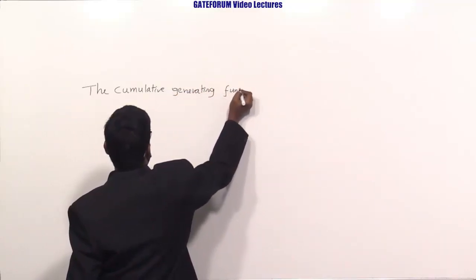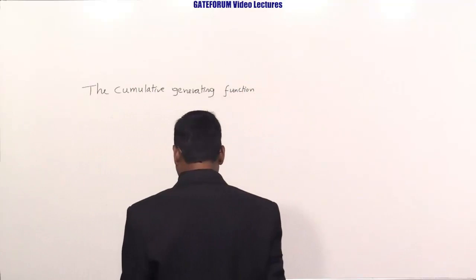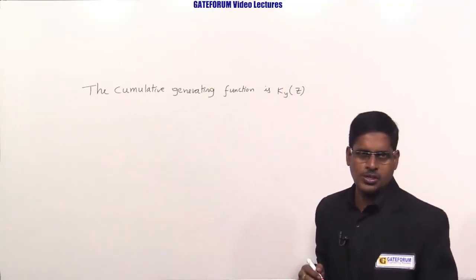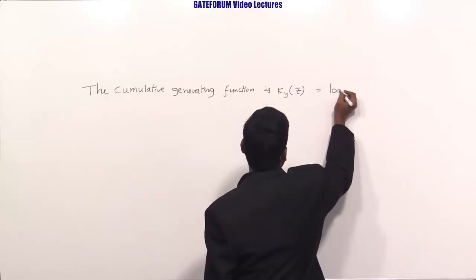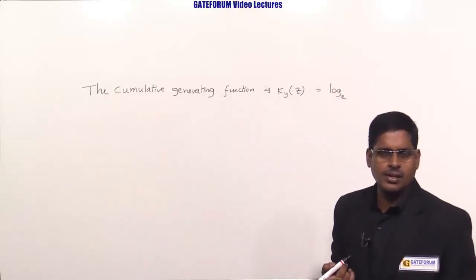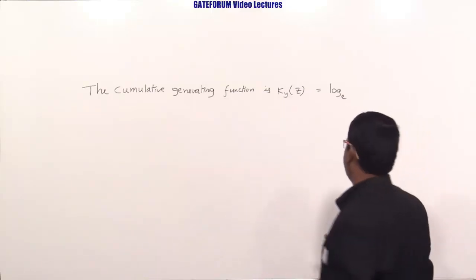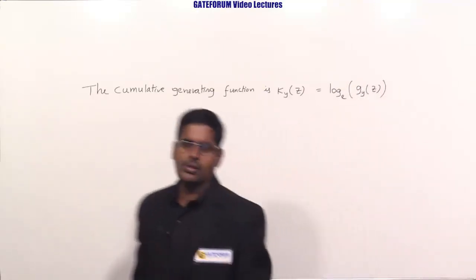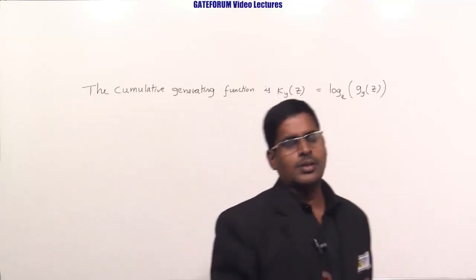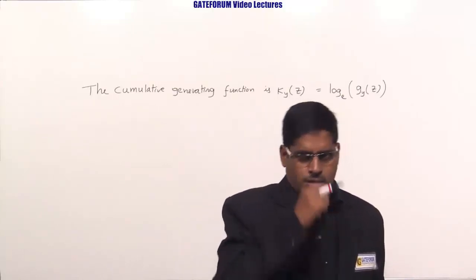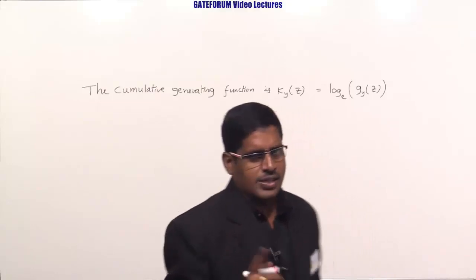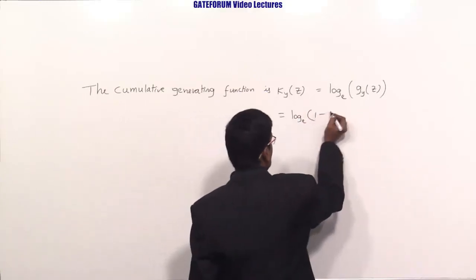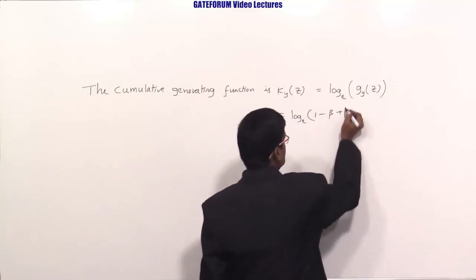The cumulative generating function of that random variable is Ky of z. Moment generating function has capital M notation, and K notation is the cumulative generating function, which is nothing but the natural logarithm of the given gy of z, the probability generating function. So the cumulative generating function is log of that probability function. And finally they are asking the expectation of y. gy of z is given, so log e of (1 minus beta plus beta z) whole to the power n.